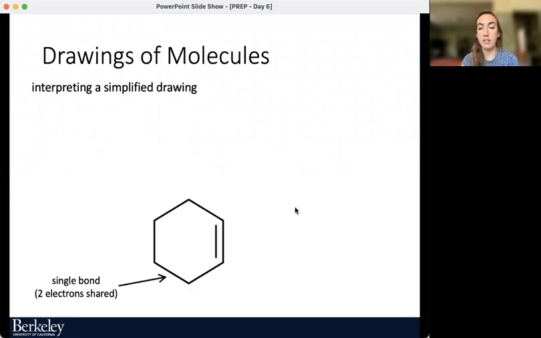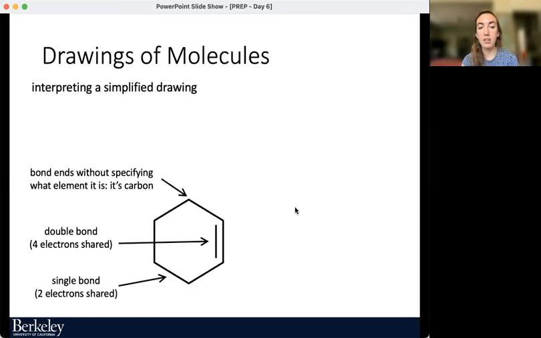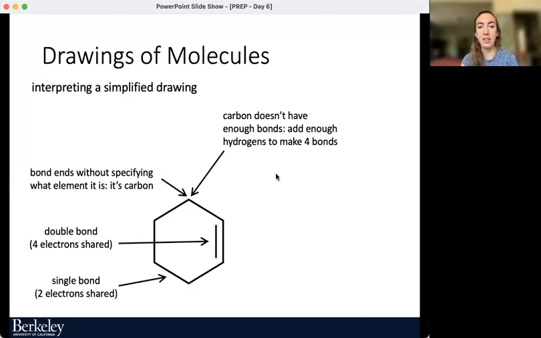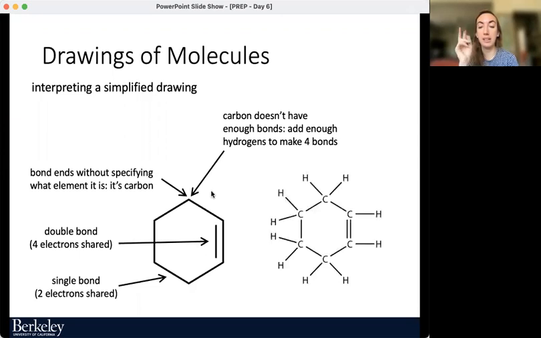Anytime there's a single line, that's 2 electrons shared. 2 lines is a double bond, that's 4 electrons shared. Wherever a bond ends without specifying what element it is, so there's an actual bond drawn, but just no letter to show the element, that's carbon. And then wherever carbon doesn't have enough bonds, we add enough hydrogens to make it have 4 total bonds. So our complete line drawing would look like this.